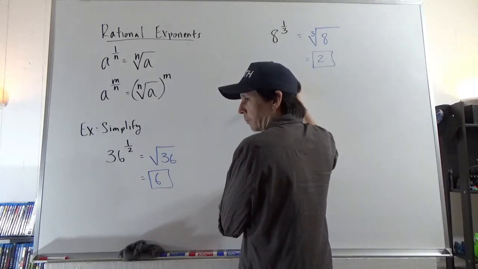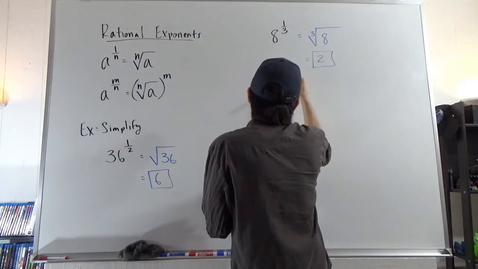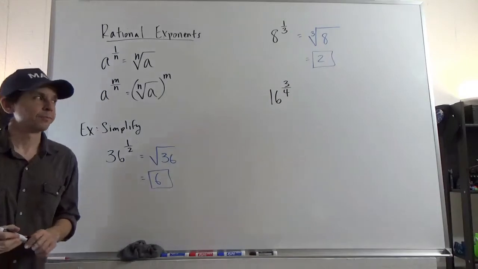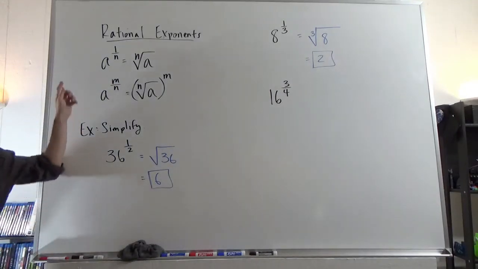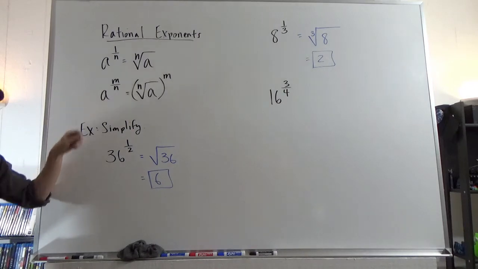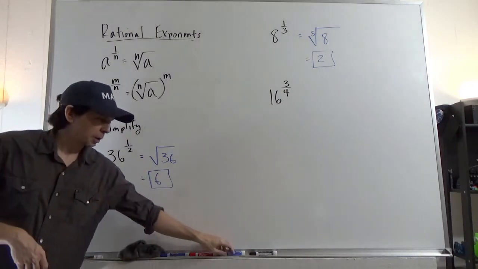Alright, what do we got here? 16 to the 3/4. It's not 1 over something. We're going to have to do the m over n one. Just go about it slowly.